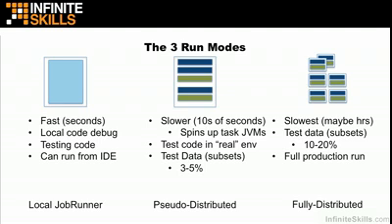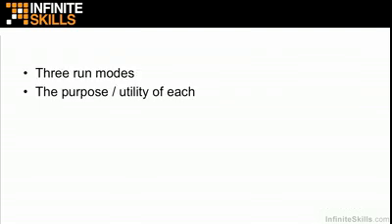For individuals looking to build these test data sets, that 3 to 5% or 10 to 20%, it's highly recommended that you go through a random sampling of the overall data set. For example, don't just take the first 3 to 5% of the records. Instead, sample every 16 or 20 lines throughout the entire file. Again, in this chapter, we looked closely at the three run modes, local job runner, pseudo-distributed, and fully distributed, and we investigated the purpose and the utility of each.